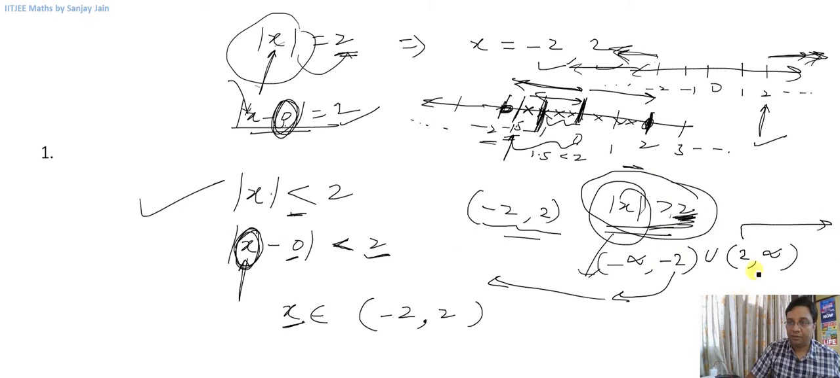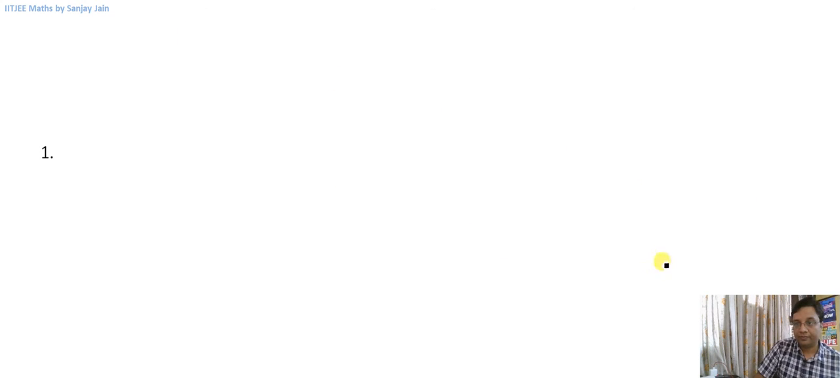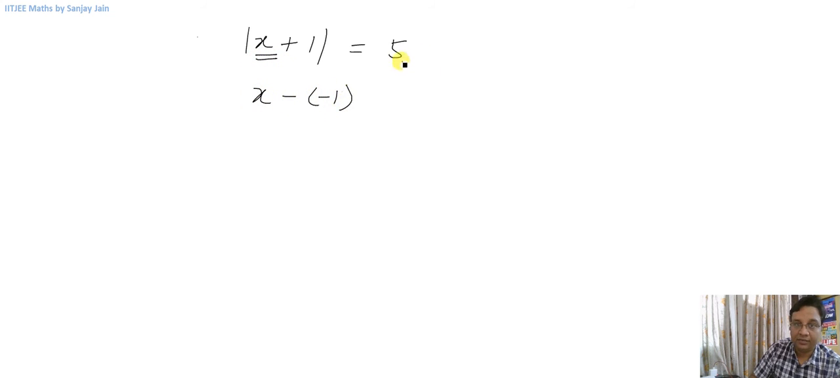So let me take one more example just to make it very clear to you. Let us take mod of x plus 1 equals 5. Okay, so what I'm trying to say here is, I am looking for a real number x which is at a distance of 5 units from this number -1.